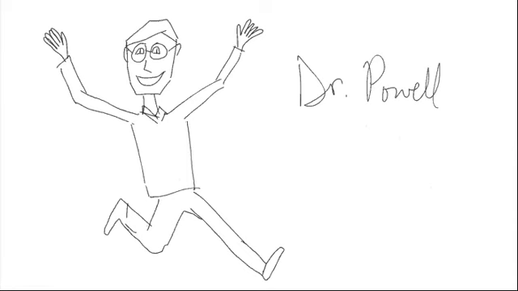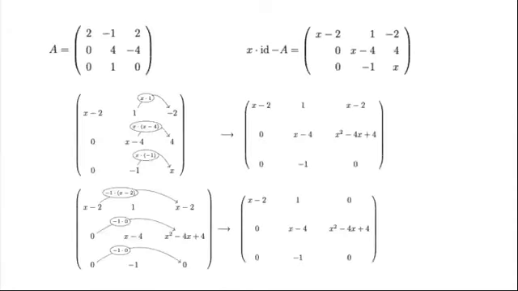Welcome to a lesson with Dr. Powell. Let's take a look at a way that we can find the minimal polynomial of a square matrix A. This is the smallest degree polynomial such that when you plug in this matrix A for x, we're going to get out the zero matrix.